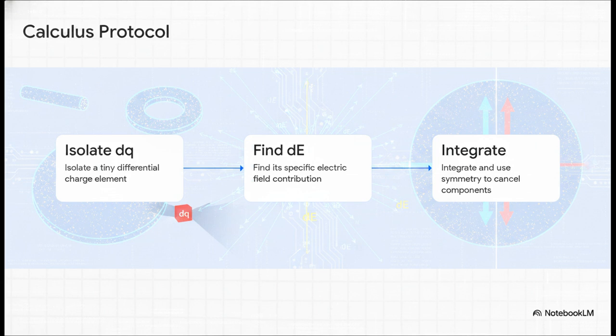We find its tiny specific contribution to the total electric field, dE, and then we just add them all up. But wait, here is the ultimate hacker's shortcut. Instead of doing a massive, messy mathematical integration, we just look for symmetry. If a disk is perfectly round, any field vector pointing up from one side is perfectly canceled out by a vector pointing down from the opposite side. Bam! Symmetry literally does half the work for us.